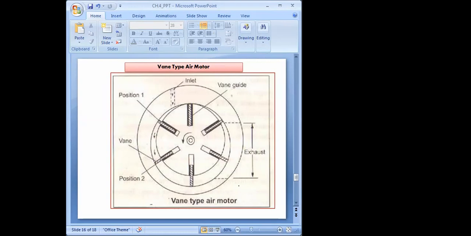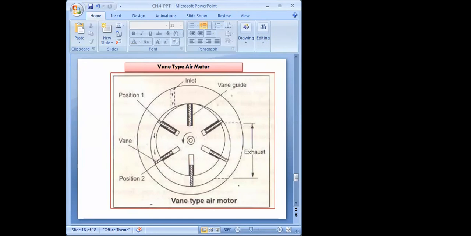Getting it? Please remember that when this rotor is in motion, the vane tends to slide outward. Why does it tend to go outward? Because of the centrifugal force. And the distance the vane slides is limited by the shape of the rotor housing.